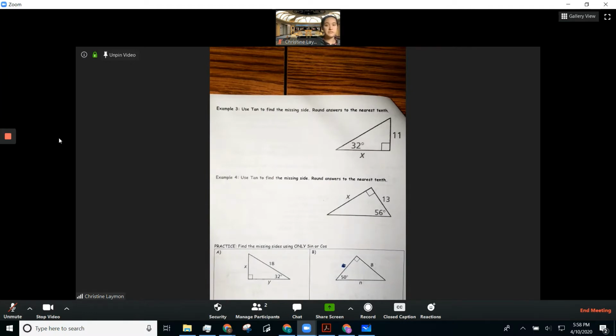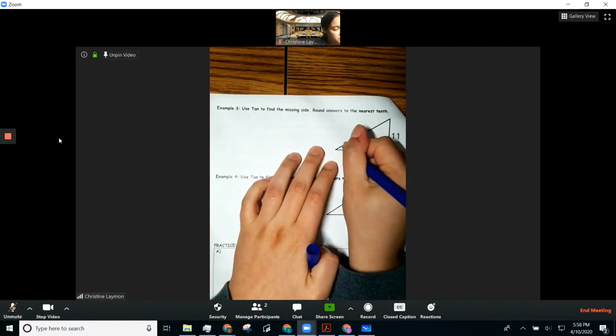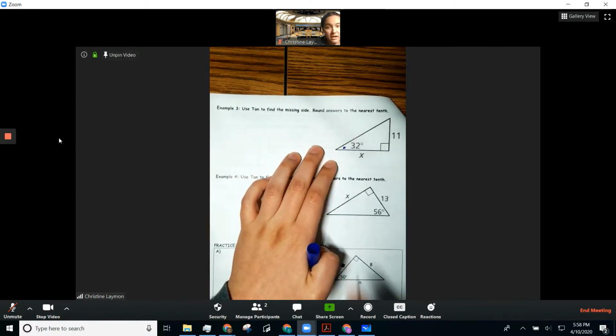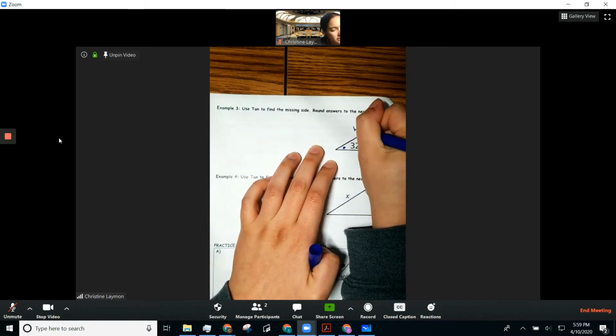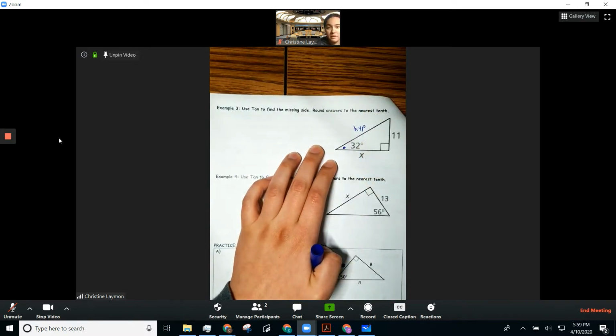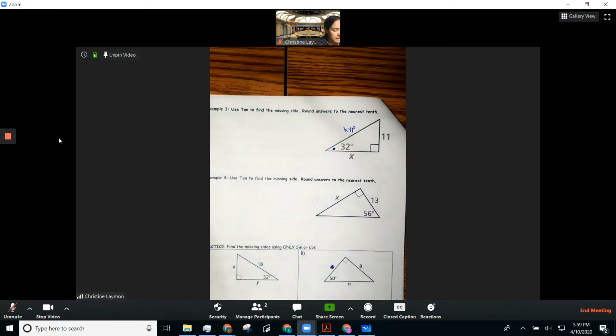For this next one, we're going to have to use tangent, and I'm going to show you why that will happen, whether they tell us to use tangent or not. So we're going to go ahead here, and I'm going to mark this angle. Again, we are standing at this angle right here. Notice that the hypotenuse is over here. It is that longest side across from that right angle symbol.